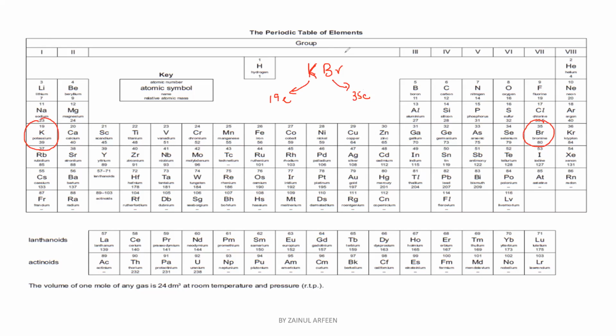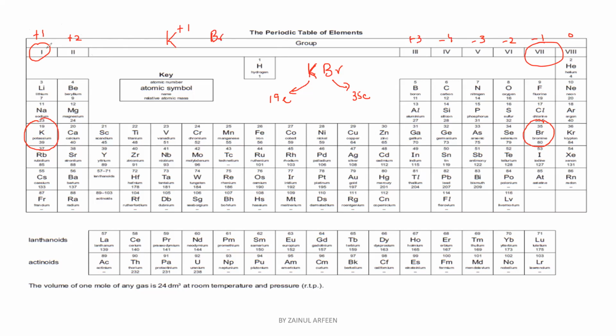This is for atoms. But when an ionic compound is there, what happens? It's not between the atoms, it is between the ions. So potassium, as it belongs to group 1, will form a potassium ion with a charge of +1, and bromine belongs to group 7. As we know, the valency for group 1 is +1, group 2 is +2, group 3 is +3, group 4 is -4, group 5 is -3, group 6 is -2, group 7 is -1, and group 8 is 0.